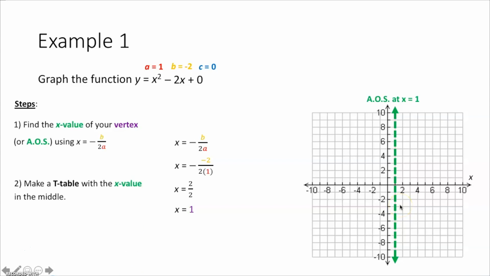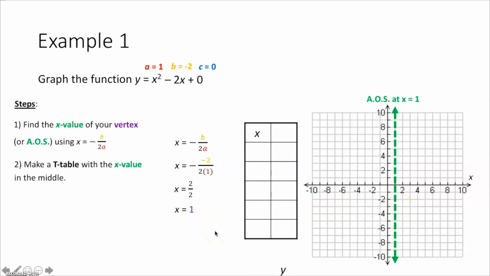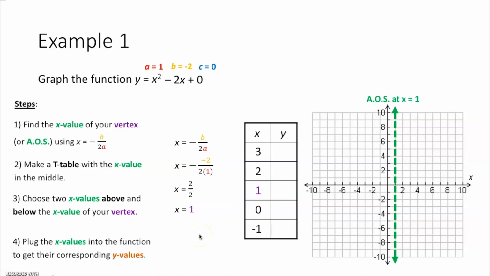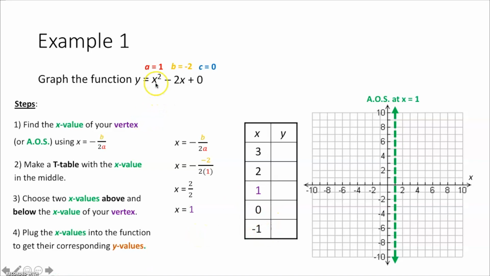So we move on to step 2, which is to make a t-table and put the x value of our vertex in the middle. We then pick 2 x values above that and 2 x values below that. We then take those x values and plug them into the original function to get the corresponding y values.